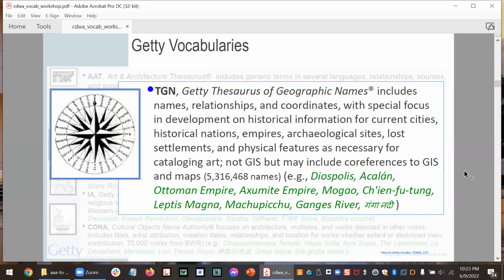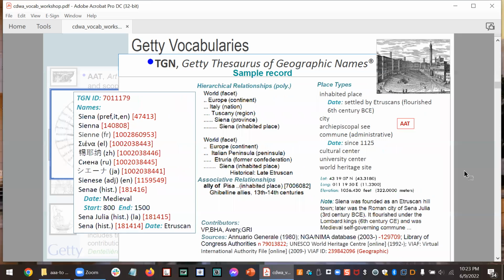We don't have every place in the world in this database. The TGN is not a geographic information system. However, it does include co-references to such systems and to maps. So terms you might find in TGN could be Diospolis, the Ottoman Empire, Machu Picchu, etc.